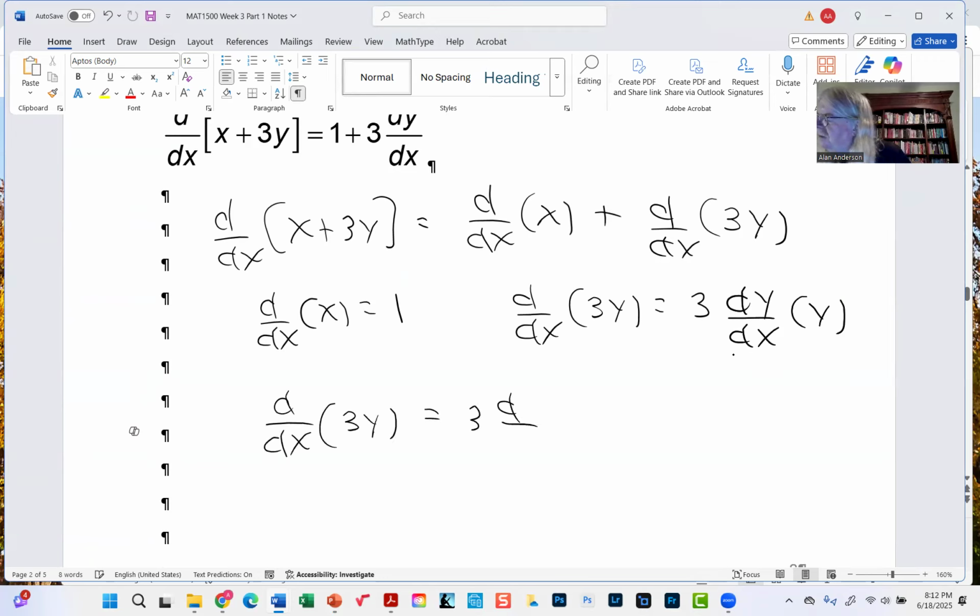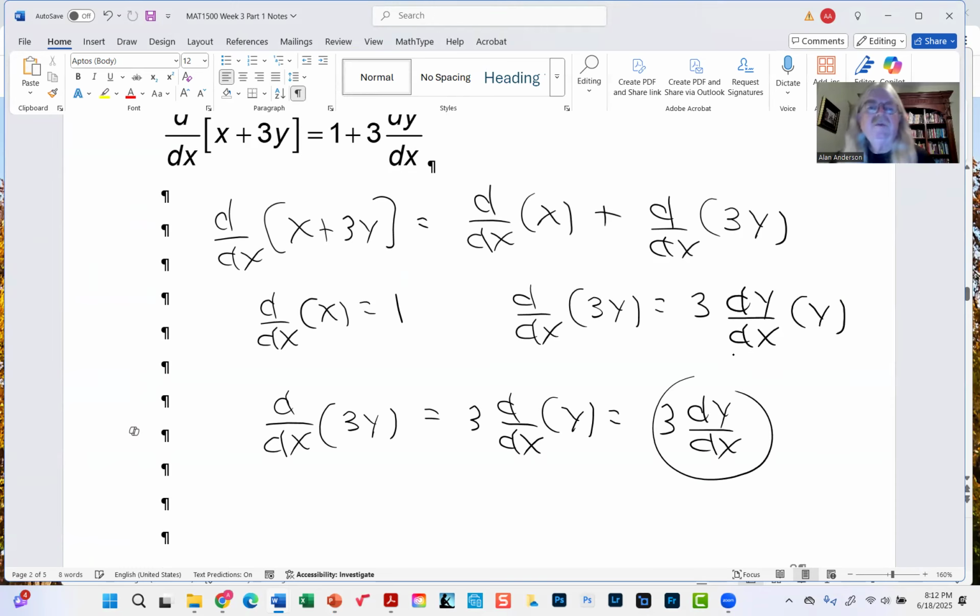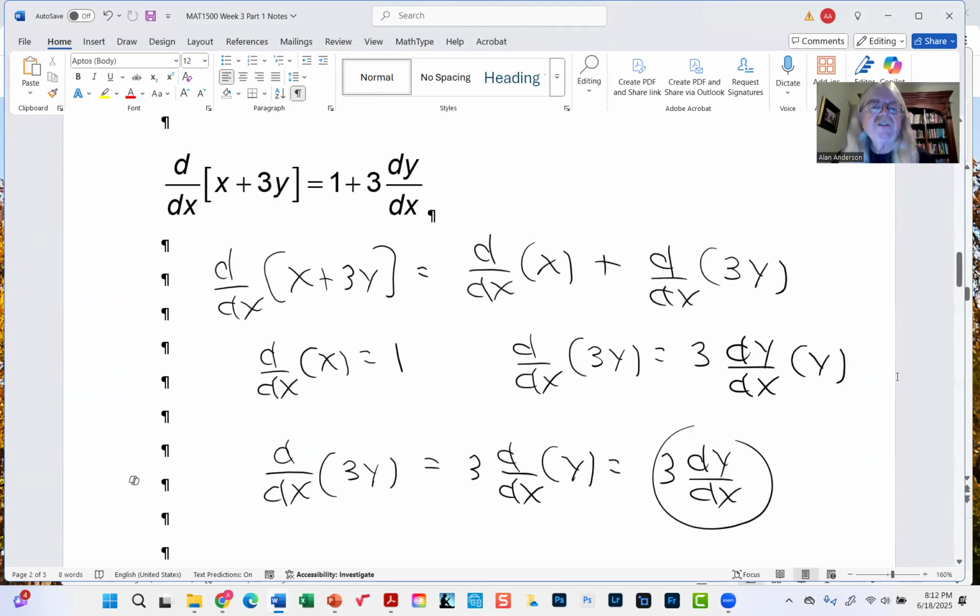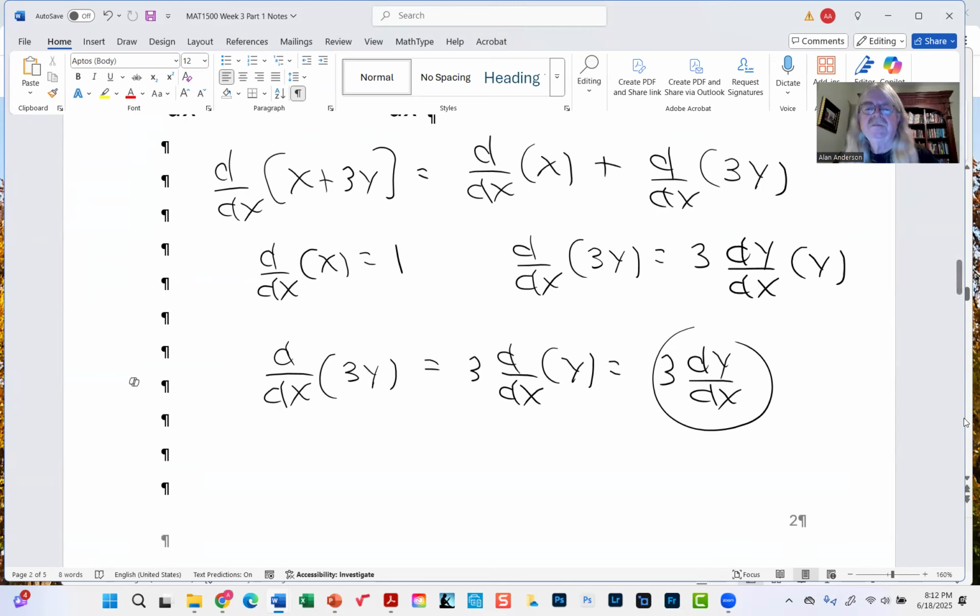Let's go through that again. So then we bring them together, as you can see they've done up here. And so we end up with 1, which is the derivative of x with respect to x, and then 3 dy dx is the derivative of 3y. And again, because we're differentiating y, that means we must use the chain rule, and we still need at the end there that dy dx. So yeah, this is definitely going to take some getting used to.